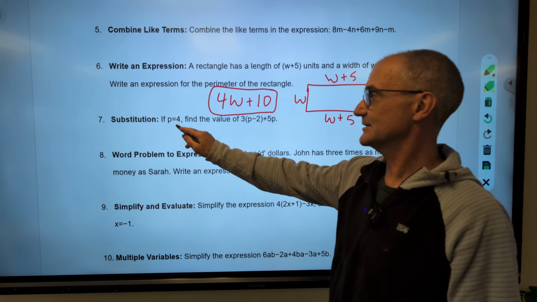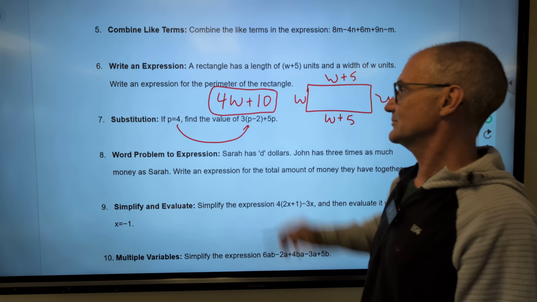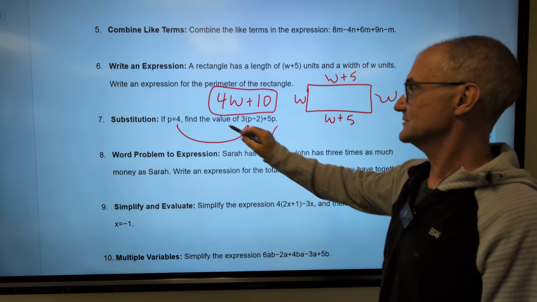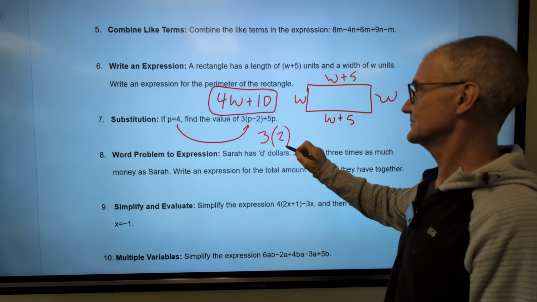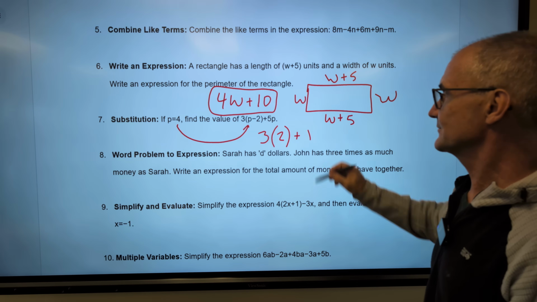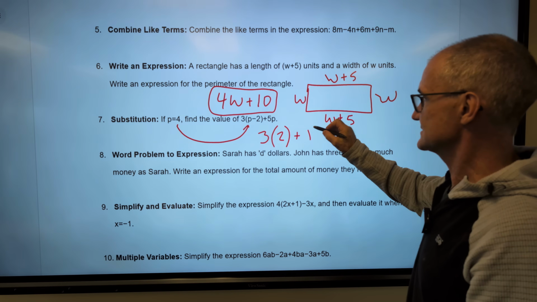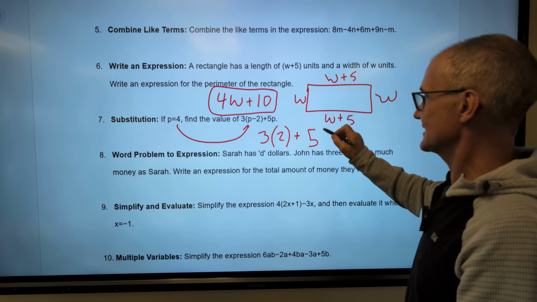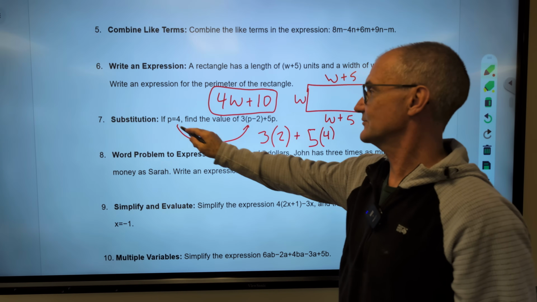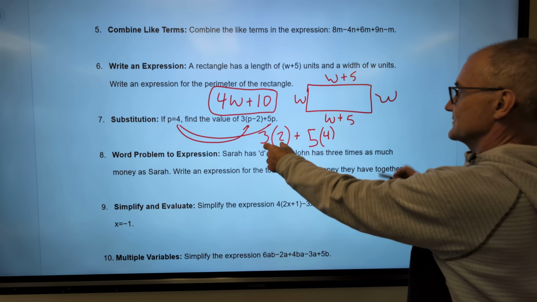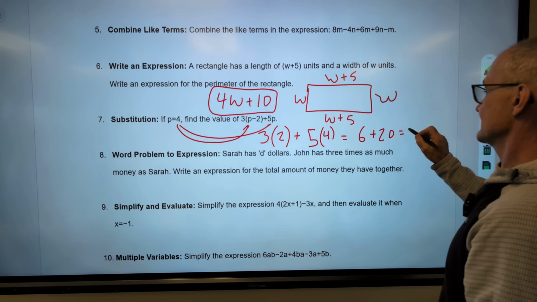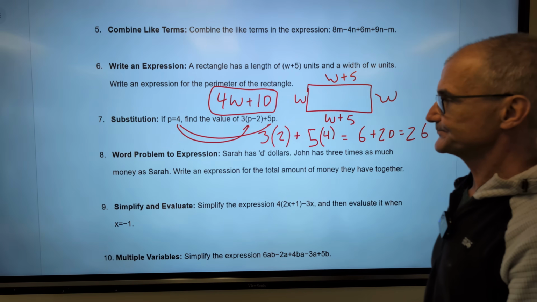Number 7, pause video, give it a try. Take 4, plug it in there. I have to do my parentheses first. 3 times 4 minus 2 gives me 2, plus 5 times p, and p is 4. So I'm plugging that 4 in there and there. 3 times 2 is 6. 5 times 4 is 20. So the answer here is 26.